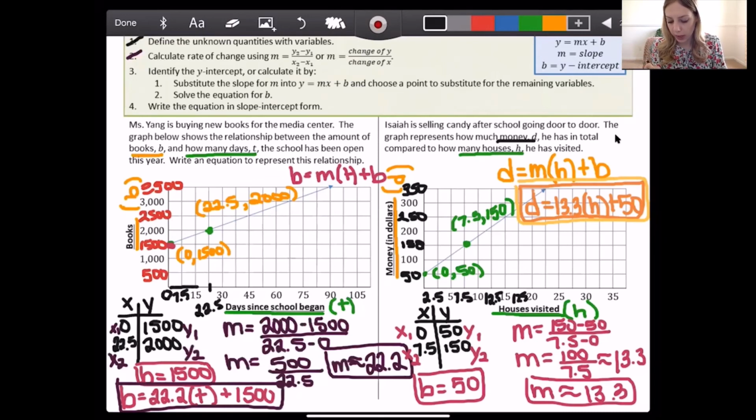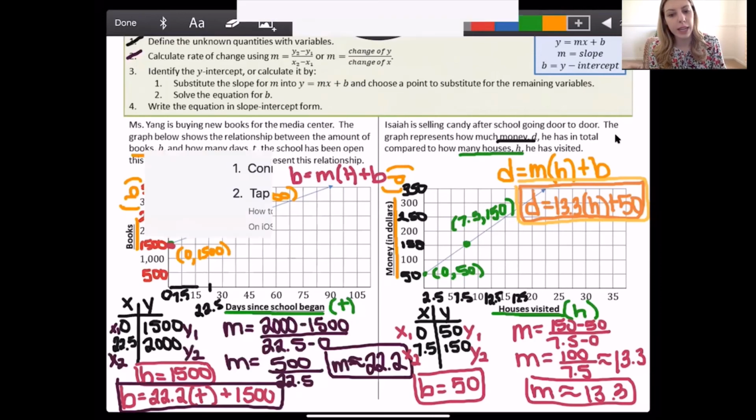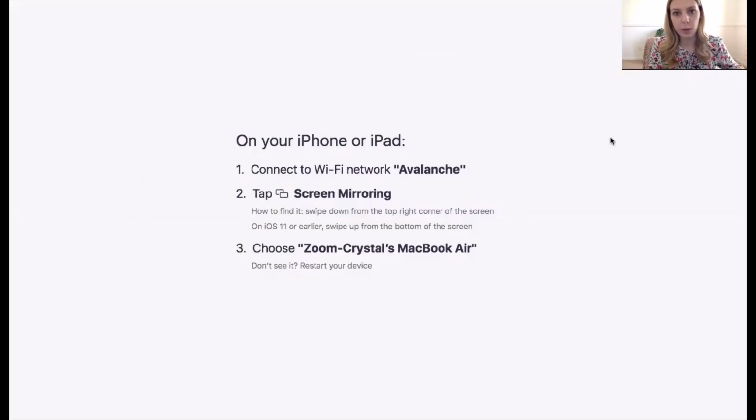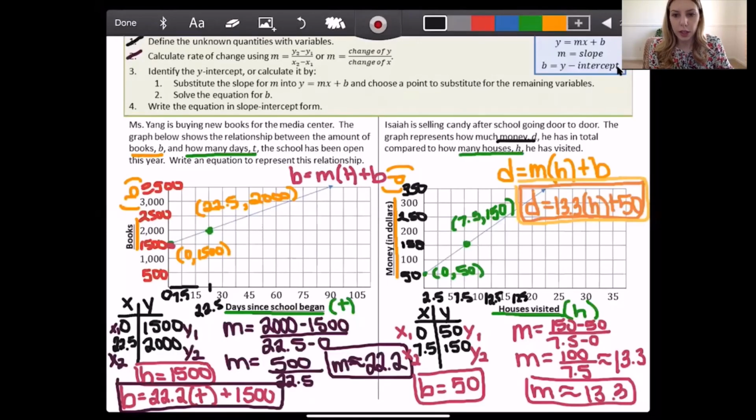So I had y2, which was 150, minus y1, which is 50, over x2, 7.5, minus my x1 value, which was 0. So m was approximately 13.3. And then I just needed to identify my y-intercept because I could tell on my graph that it passed through the y-axis right there at 50.